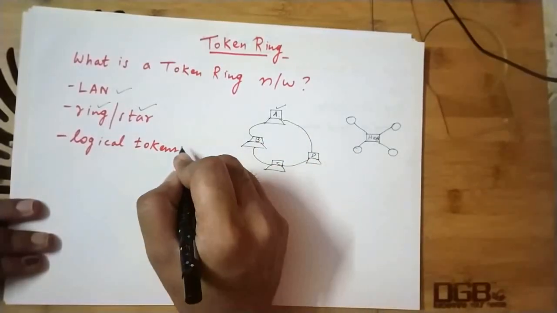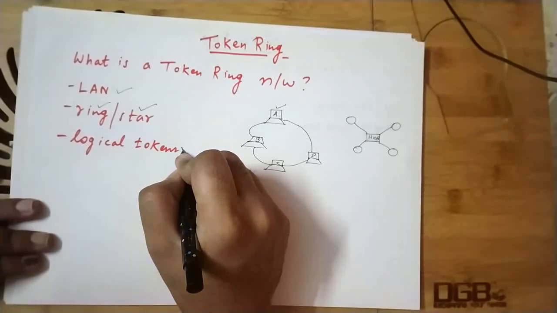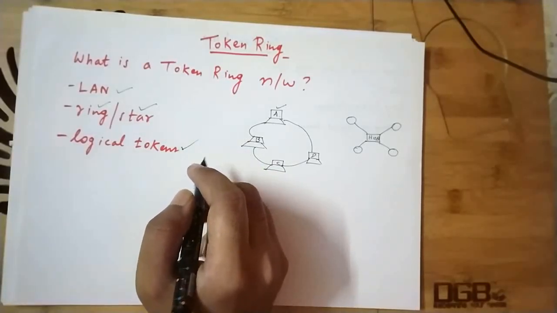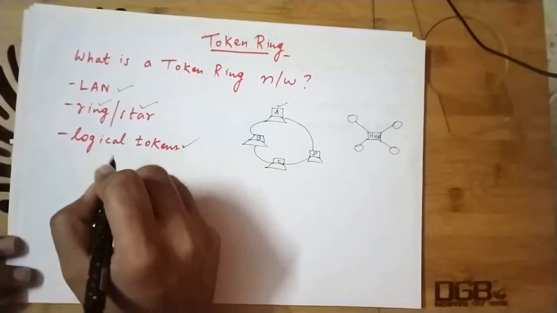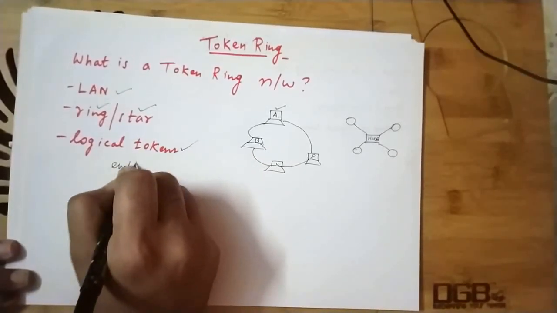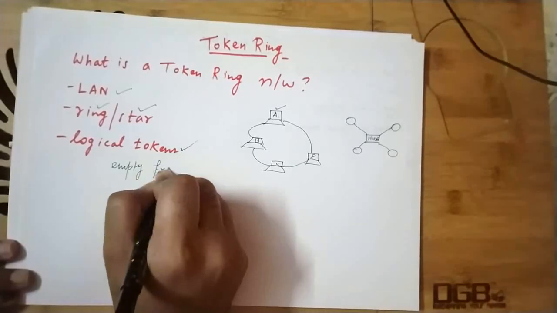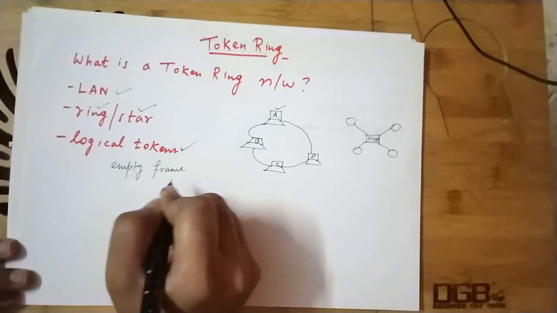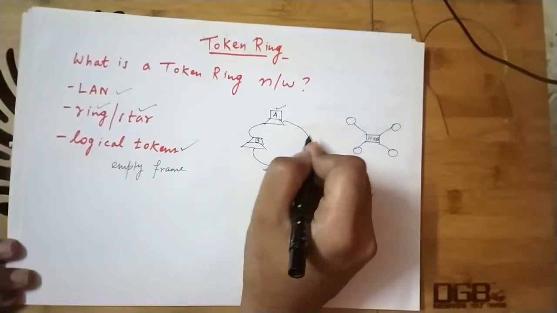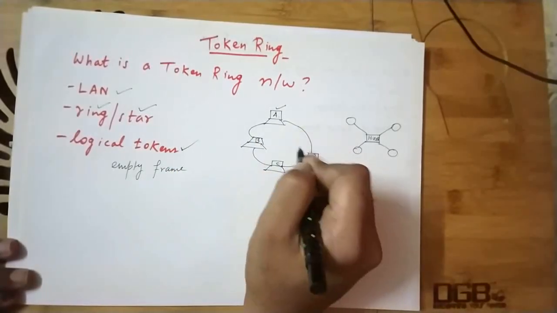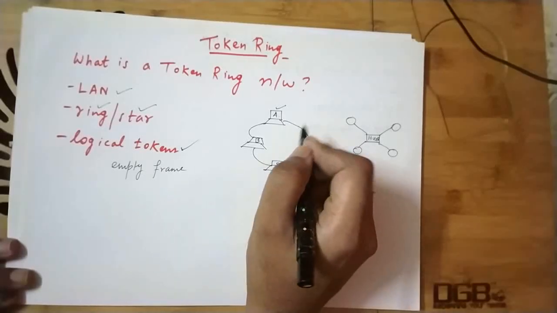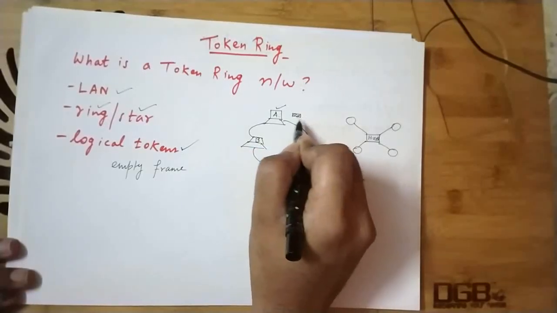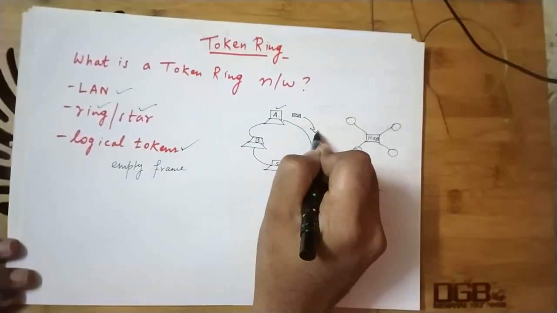And the last key point is that it uses logical tokens. Now, what is a logical token? A logical token is nothing but an empty frame that travels around the ring. Let's say our token ring network is using ring topology. Now what will happen is there will be an empty frame, and this empty frame will travel across the network.